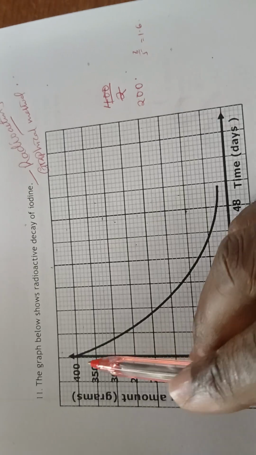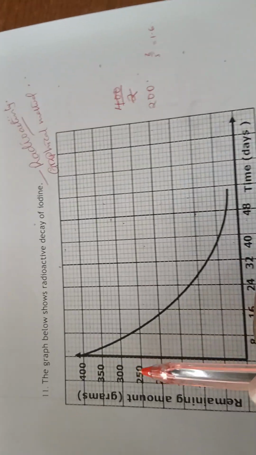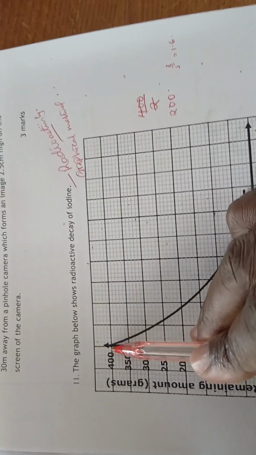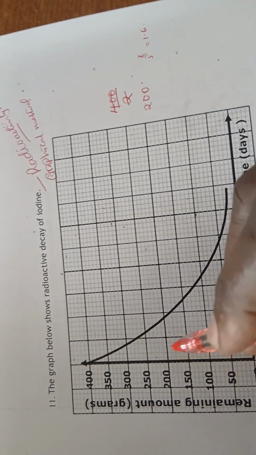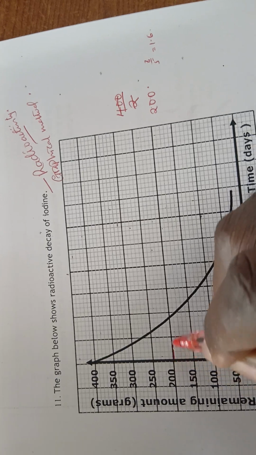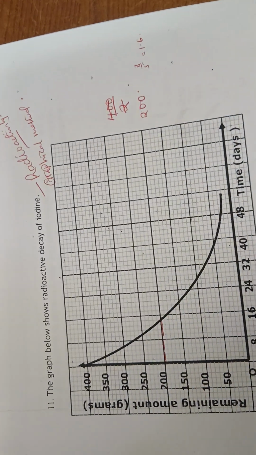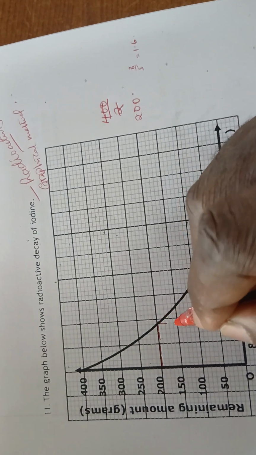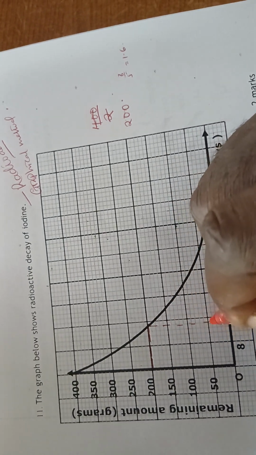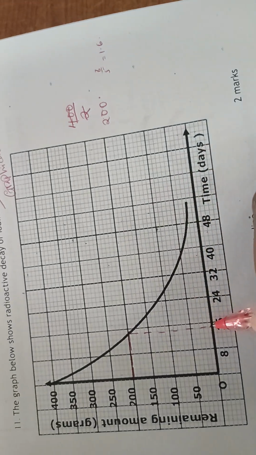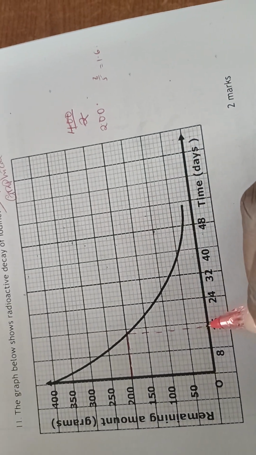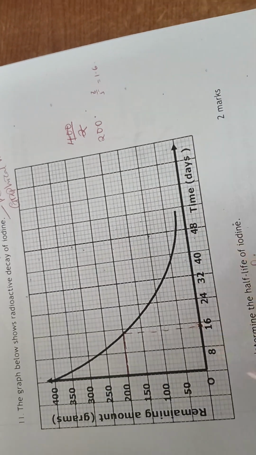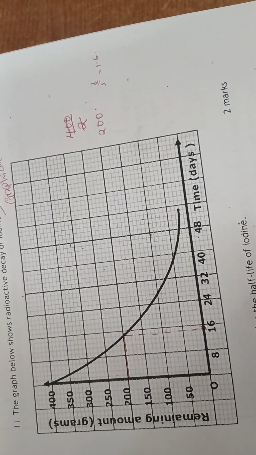So come to your y-axis where you have the grams. Half of 400 is 200. So using a ruler at 200, you draw a straight line to meet your curve, then draw again to meet the x-axis. The value at the x-axis will give you what we call half-life.